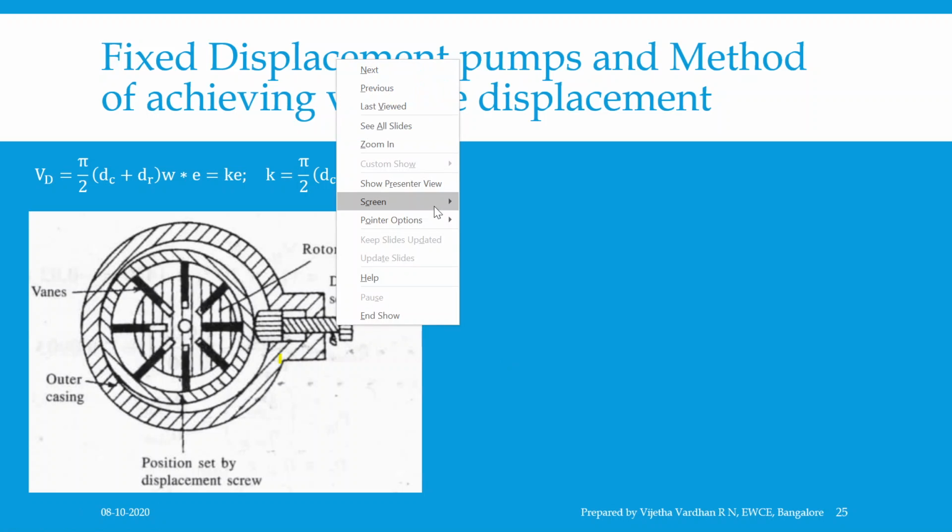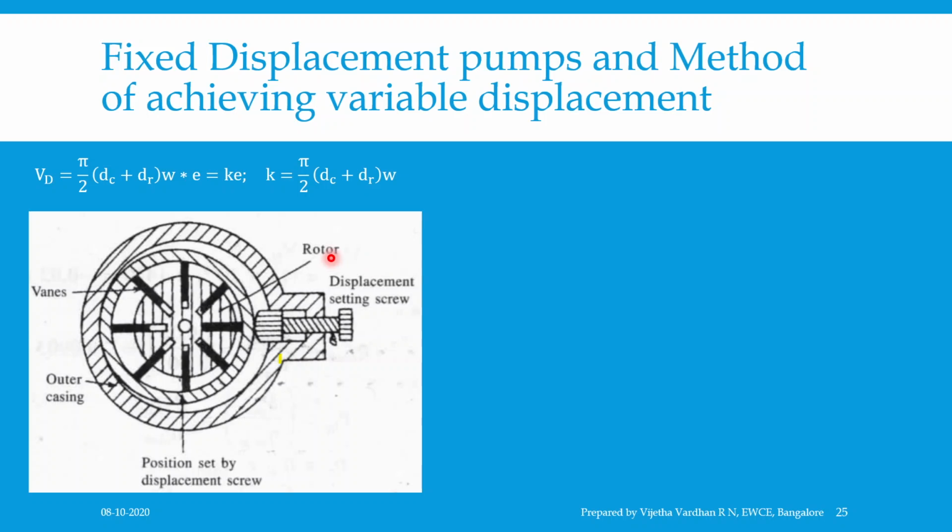Just a minute, let me switch on the pointer so that the explanation becomes easier. Now, by operating the screw, the geometrical position of the cam ring with respect to the center of rotation of the rotor can be varied.